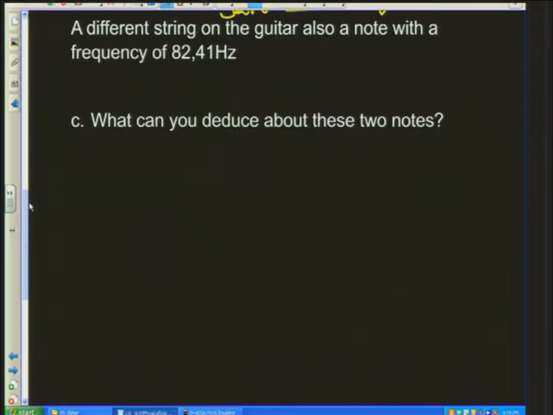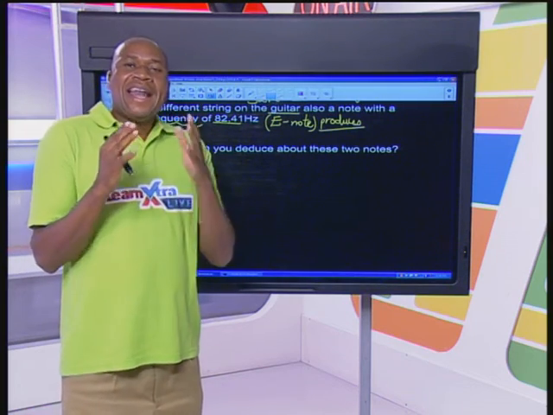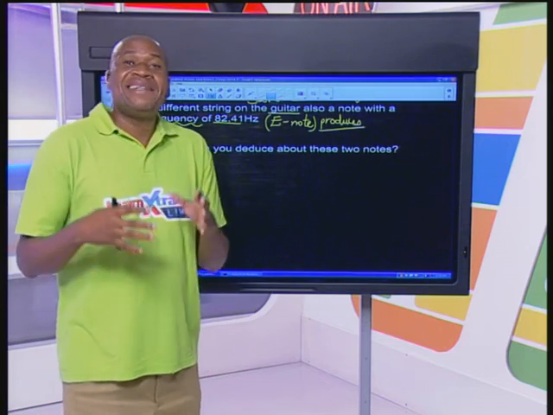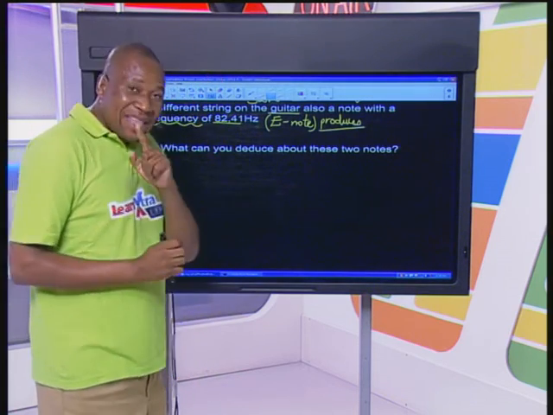A different string on the guitar also produces a note with a frequency of 82.41 hertz, and this note is also an E note. Can I have an E note with different frequencies? Yes, because I can have different pitches from different strings of a guitar. The pitch of one string may not necessarily be the same as the pitch of the other string, but they may be working on the same note. For example, your thicker strings on the guitar versus the thin ones won't produce the same pitch for the same type of notes.